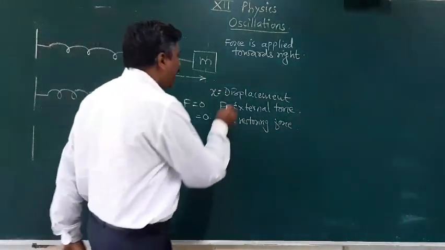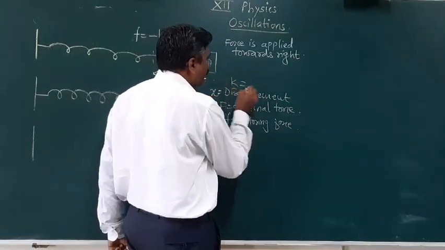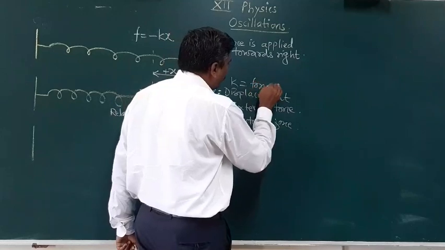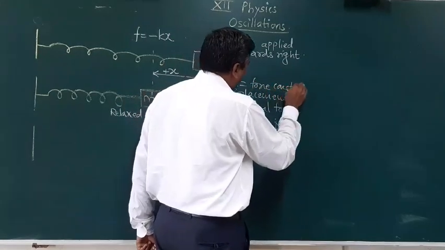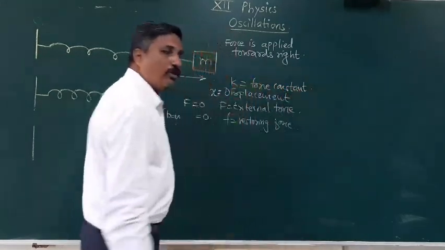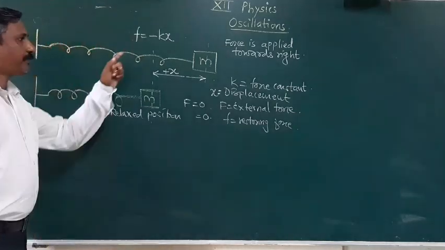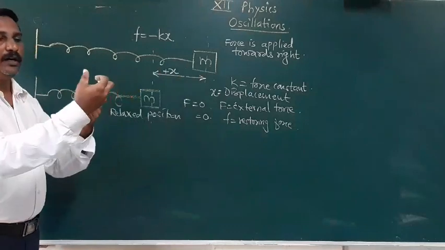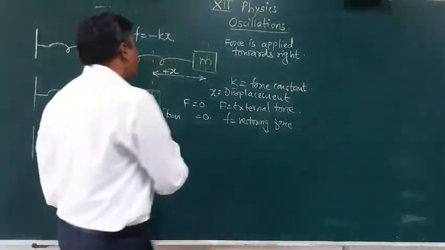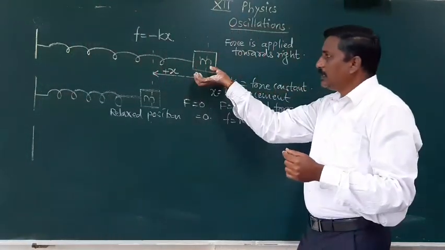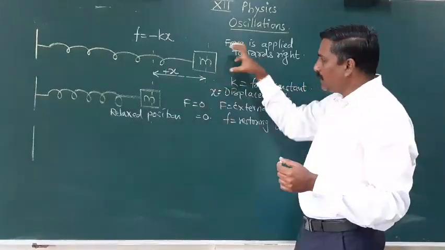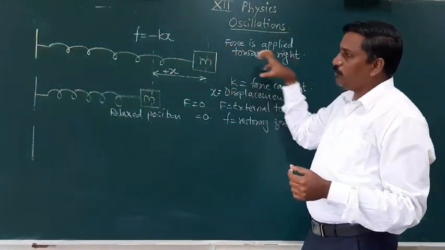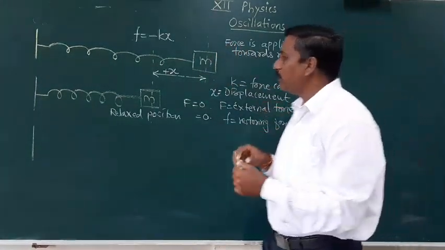And what is that K? I am writing one more symbol: that K is my force constant. Now, when I remove the external force which is applied towards the right side, I am removing that force.